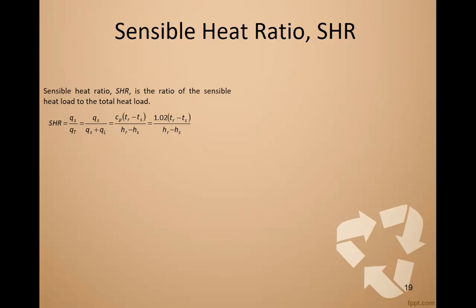So, the sensible heat ratio, SHR, is the ratio of sensible heat load to total heat load. SHR is equal to QS over QT, equal to QS over QS plus QL, equal to Cp times (T sub R minus T sub S) over (h sub R minus h sub S), equal to 1.02 times (T sub R minus T sub S) over (h sub R minus h sub S).